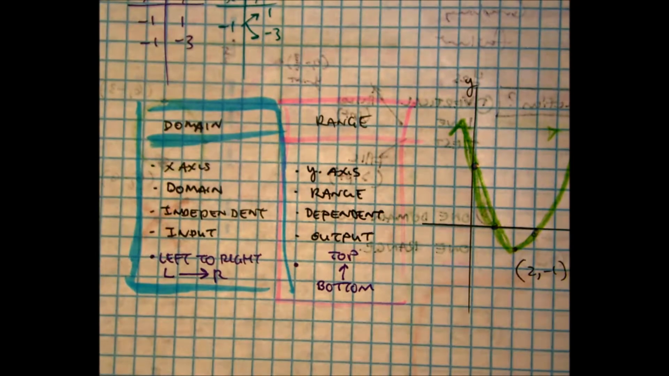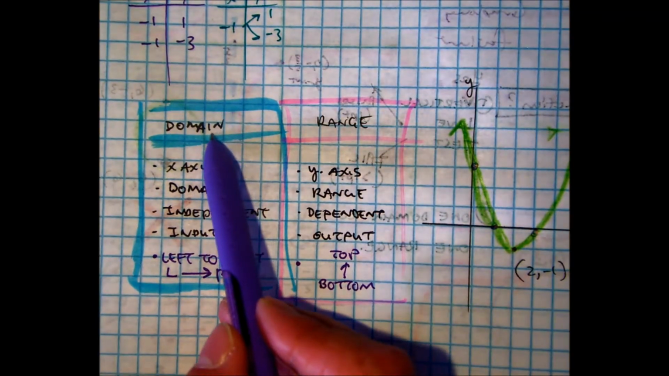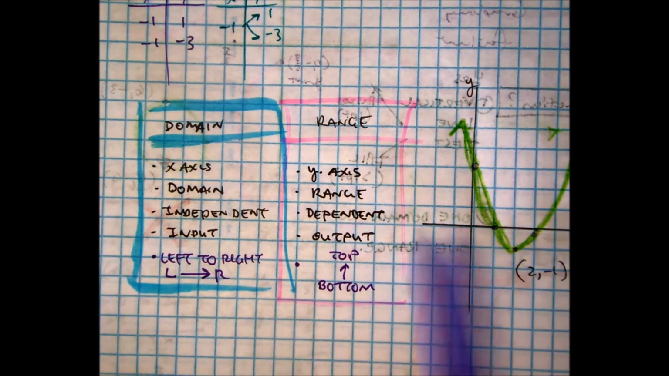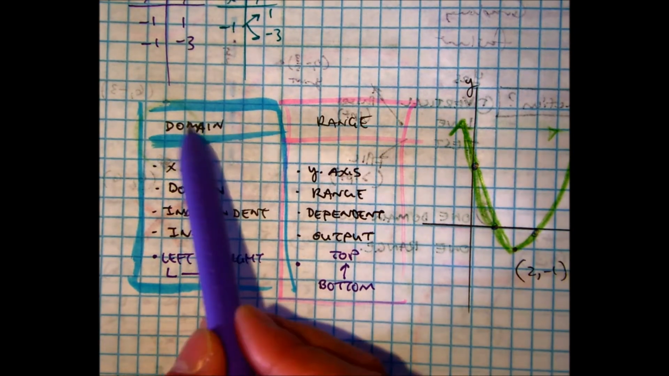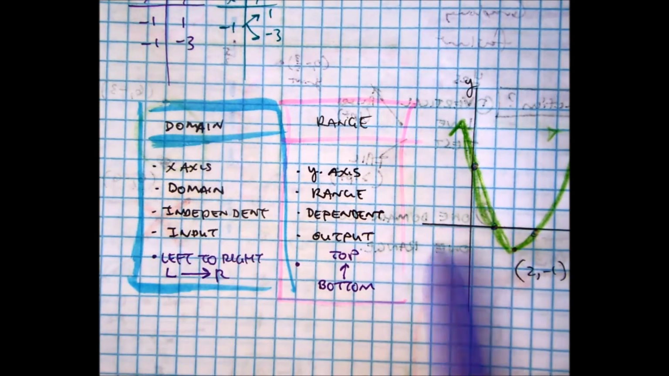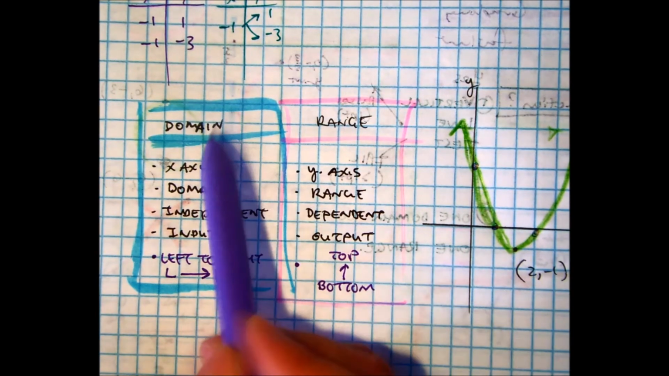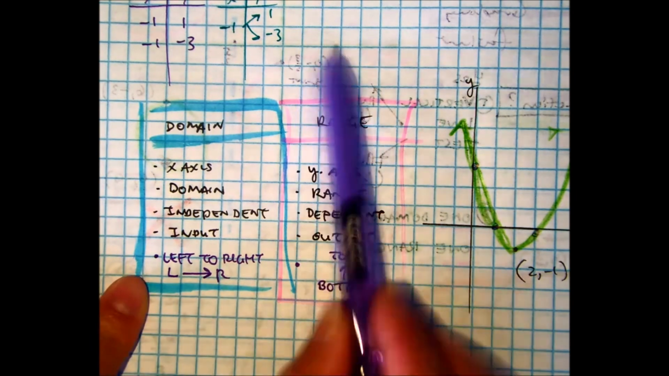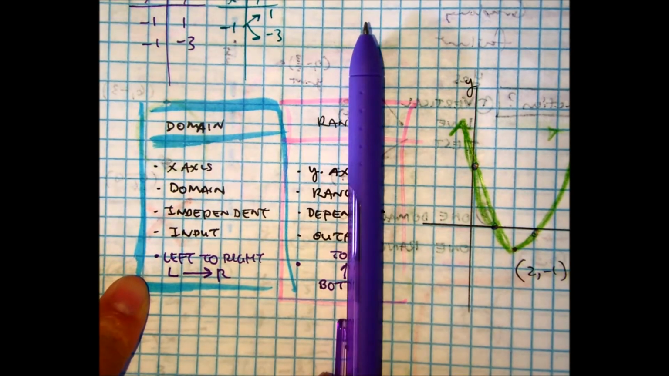Here, I have a bunch of synonyms or names for the word domain. Domain are your x-axis, or your x values. Domain also means the independent values. Domain also means the input. In the domain, you move your pencil or my pen from left to right.